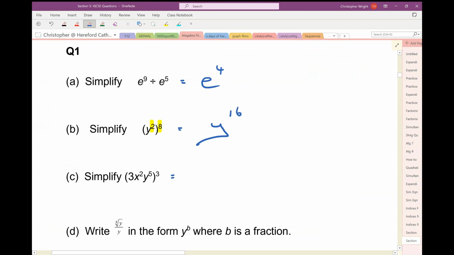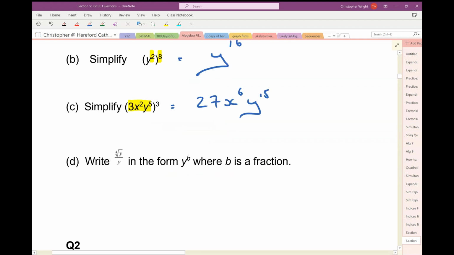Part C, I'm raising this expression here to the power of 3. So I'm going to have 3 cubed, which is 27. x squared raised to the power of 3. 2 times 3 is 6. So x to the power of 6. y to the power of 5 cubed is y to the power of 5 times 3, 15.